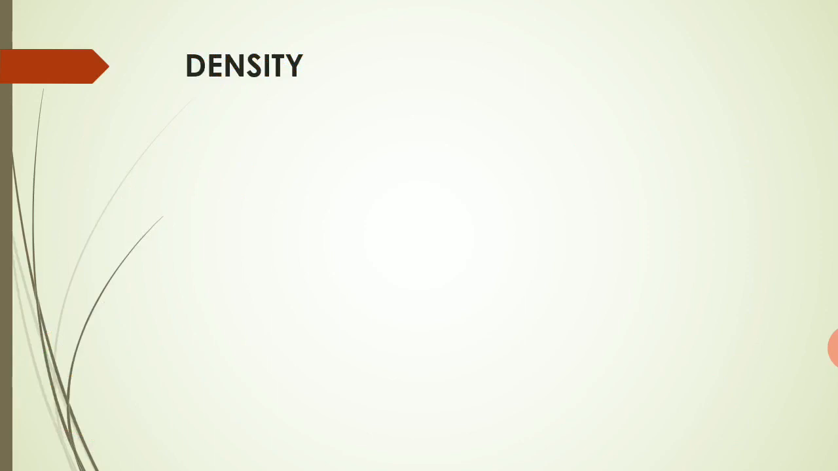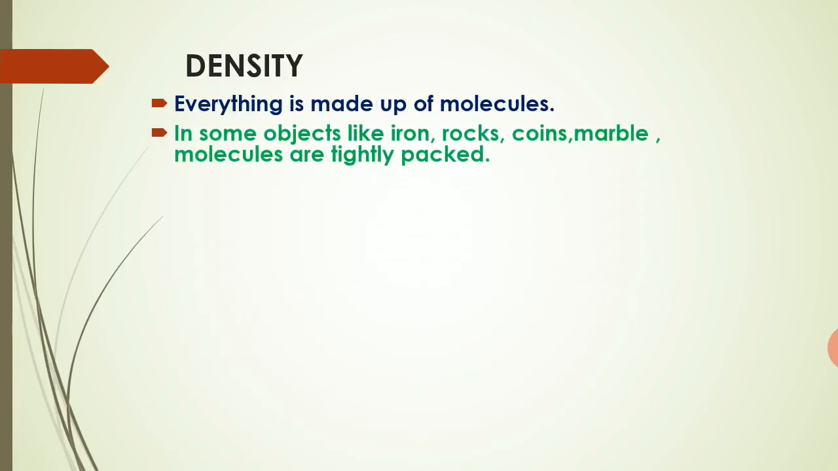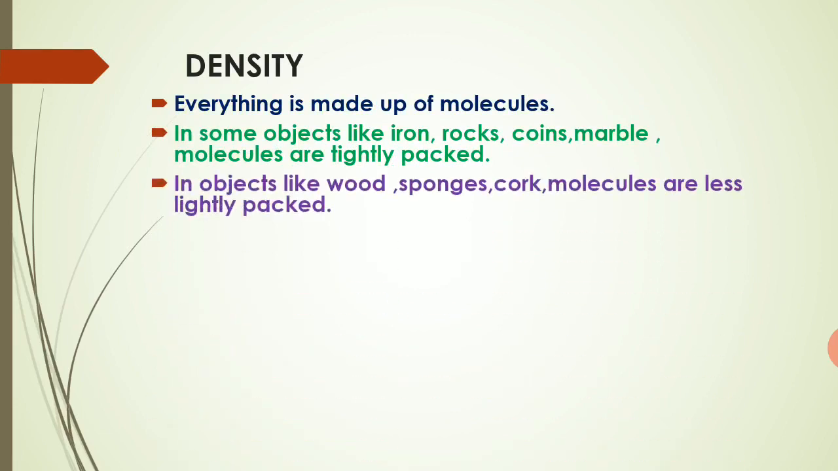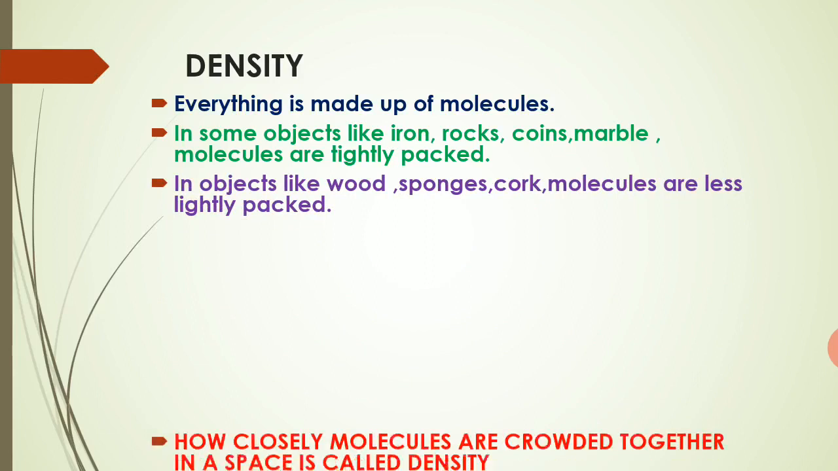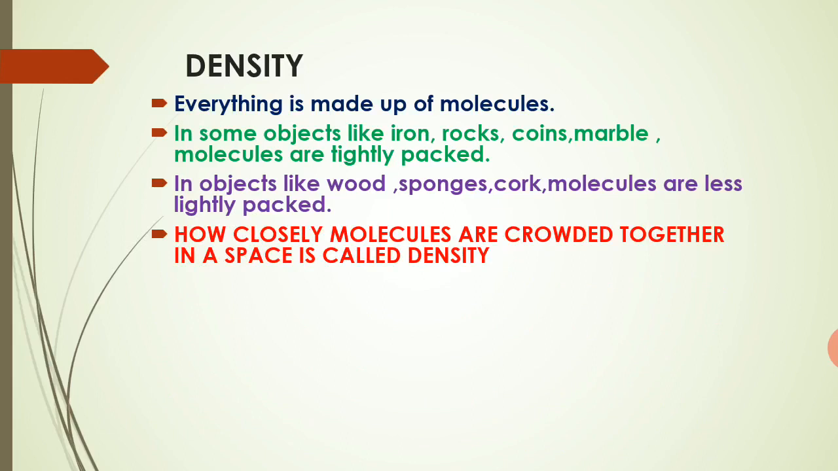Children, everything which occurs on earth is made up of molecules. Molecules are so tiny that you cannot see them with your naked eyes. In some objects like iron, rocks, coins, marbles, molecules are tightly packed, whereas in objects like wood, sponges, cork, molecules are less tightly packed. So we can say that how closely molecules are crowded together in a space is called density.